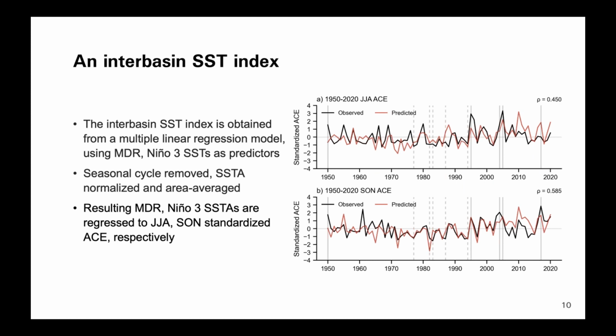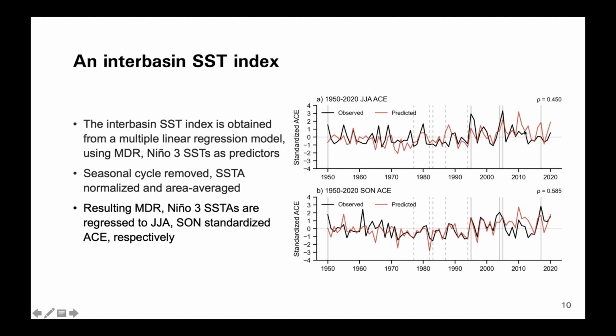The Niño 3 and MDR SST anomalies that result from that are then linearly regressed to each respective season's standardized ACE. So at right are the interbasin indices for JJA at top and SON at bottom, where the observed ACE is in black for the particular season, and is shown together with the predicted ACE from the interbasin SST index in red, obtained from each respective season's regression model. You can see there's good agreement between the two indices in both seasons, and that it includes those 5 most active years with the vertical solid lines and the 5 least active years. There's general agreement between these indices in both seasons.